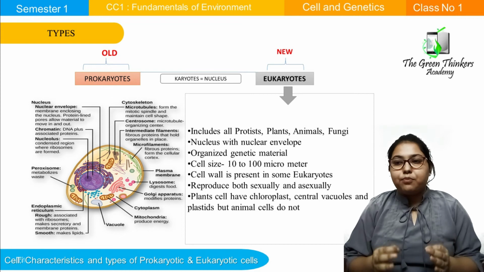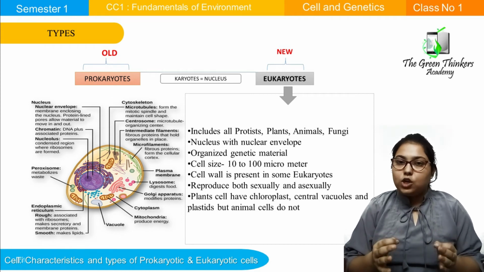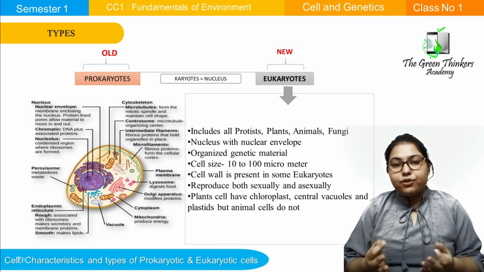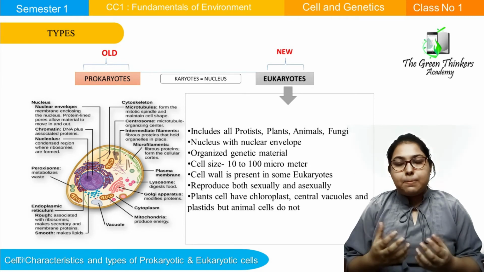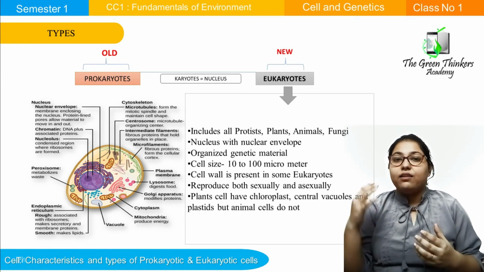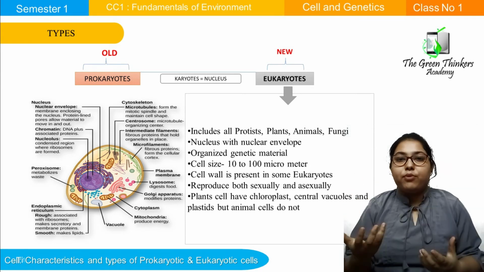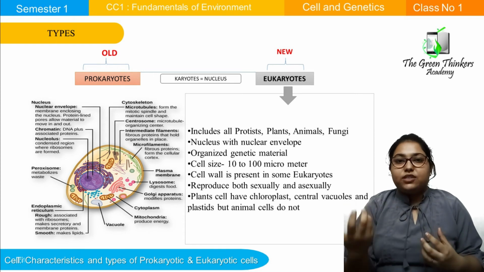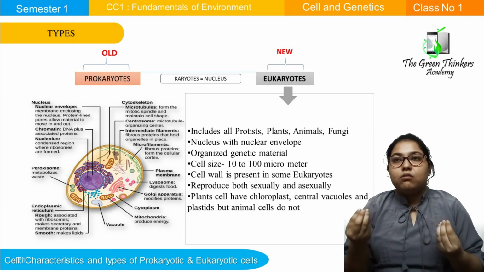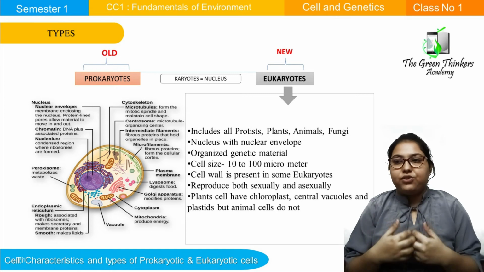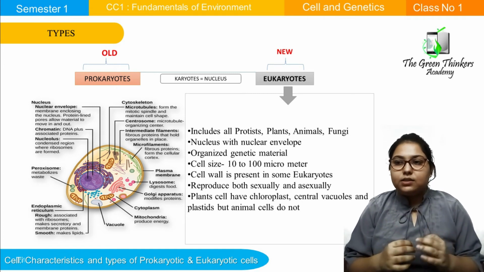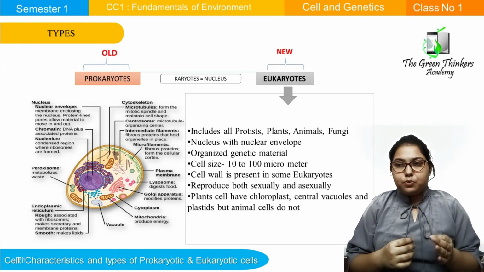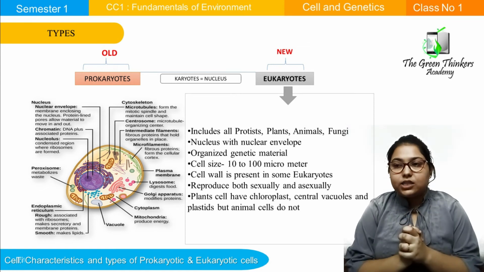The mitochondria produces the energy, vacuoles store the waste, Golgi apparatus modifies the protein. The plasma membrane is the membrane which allows the selective permeability of materials. It involves exchange of the materials. Microfilaments are the fibrous protein which forms the cellular cortex.